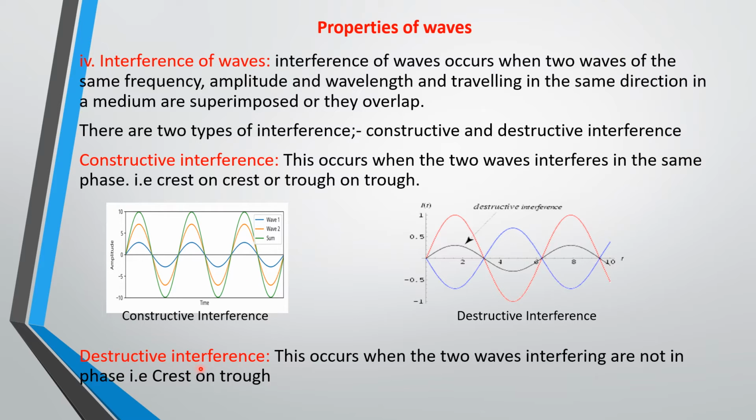Then destructive interference is when the two interfering waves are out of phase. Like here, you have these two waves out of phase. You have a crest here, then you have a trough here, you have a crest here. So they are not in the same phase. In this case, you have a trough on a crest and a crest on a trough. This type of interference is known as destructive interference. While when you have crest to crest or trough to trough, it is known as constructive interference. All right, so these are some of the properties of waves.